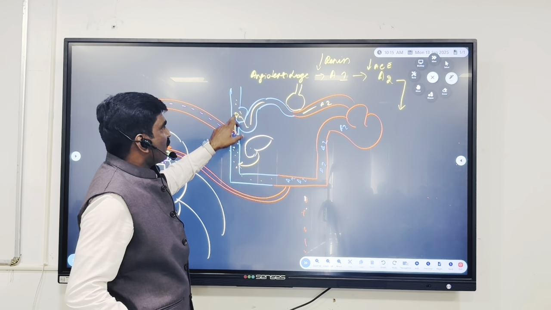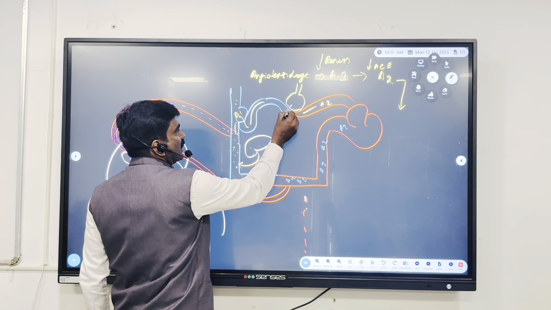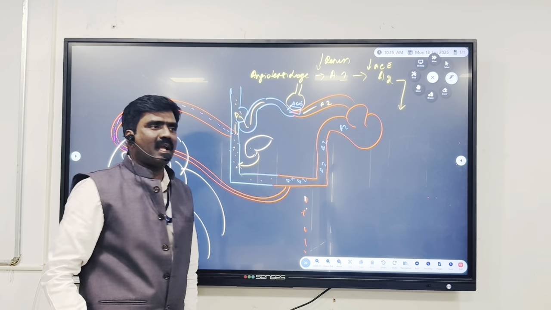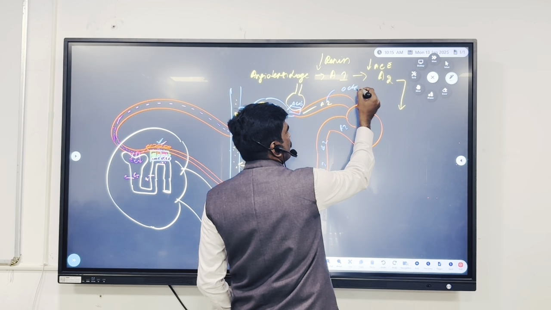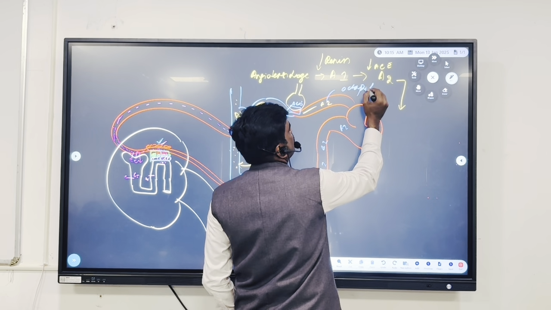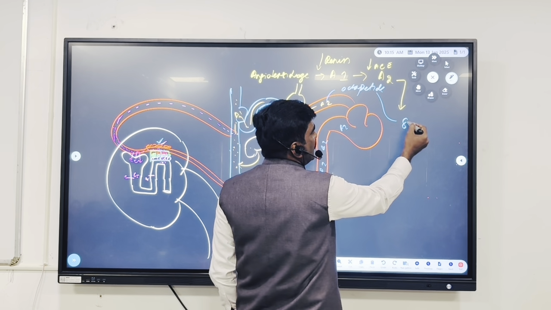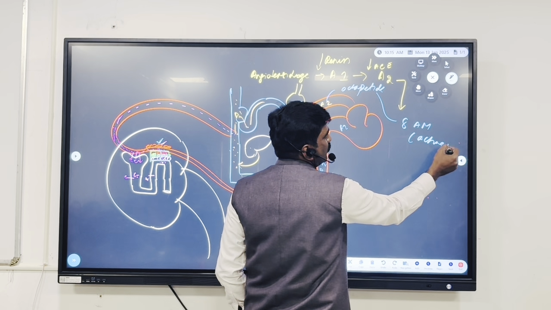And when A1 comes into circulation, it goes to the lung, and in the alveolar capillary membrane, angiotensin converting enzyme converts A1 into A2. And this is an octapeptide, right? Octapeptide means it consists of 8 amino acids, which is an active protein.